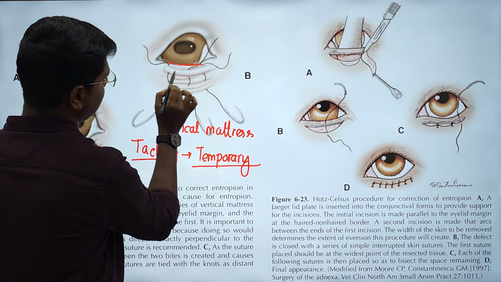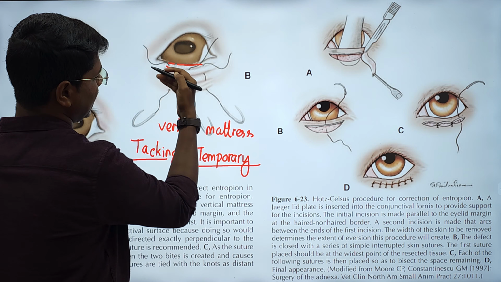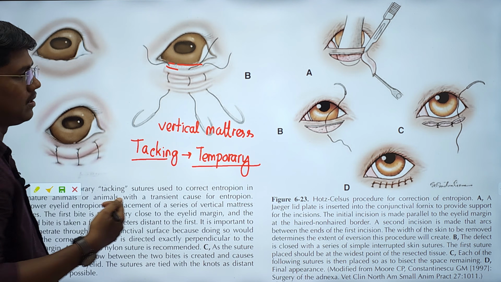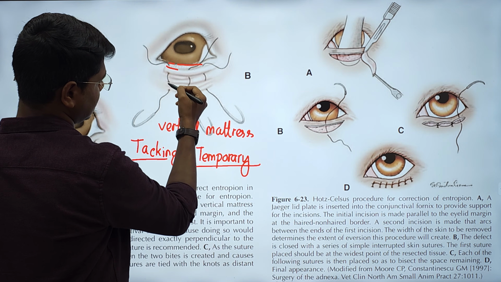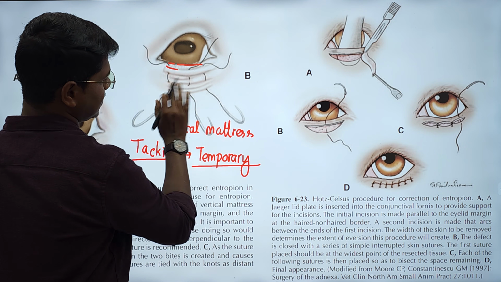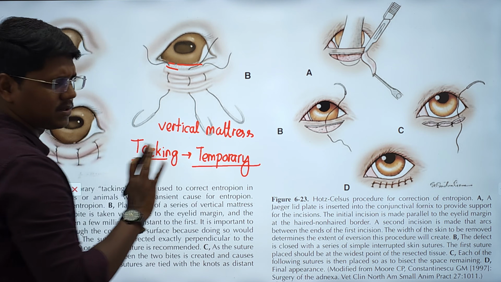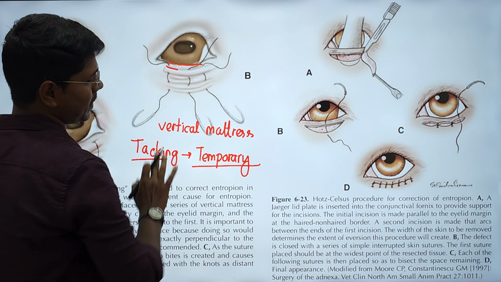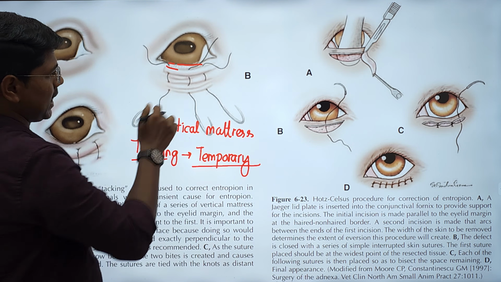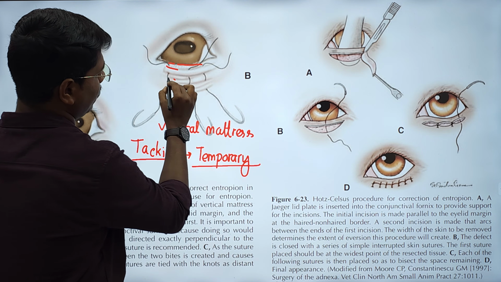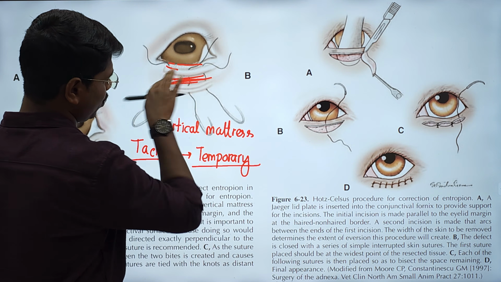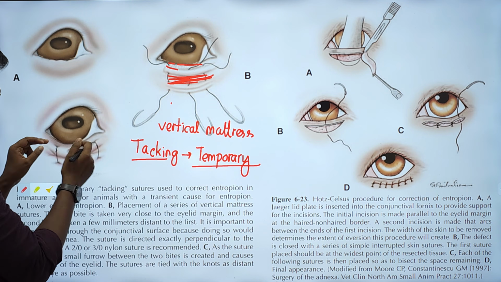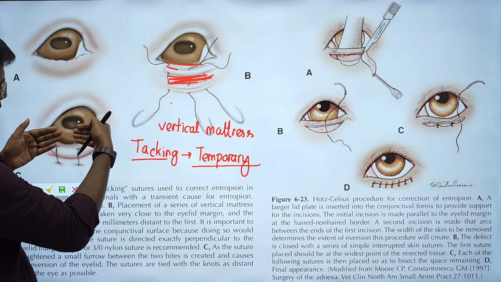This is the eyelid margin, so slightly below you have to take a bite. Remember, the bite should not pierce the palpebral conjunctiva side, only the skin will be taken. So one bite, then some distance, then another bite. Like this you have to take 3 or 4, whatever length you need. Now you have to tighten it. When you tighten, there will be 4 rows created here. Then simply suture it, so that this lower eyelid which is having entropion will get corrected.